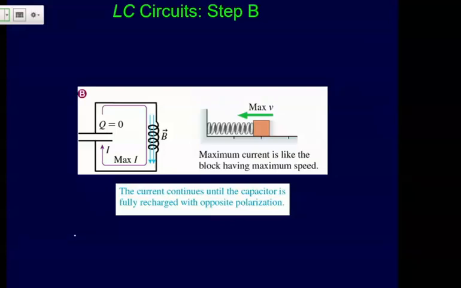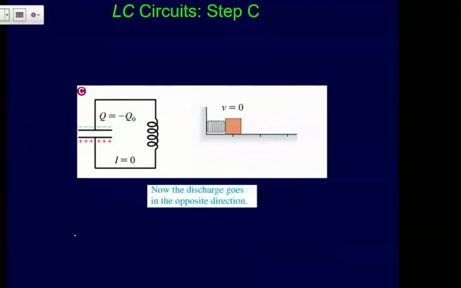And so here, the current has gone through. All the positives have canceled out these negatives, and so the capacitor is neutral. But again, you've got this current in the inductor, and the inductor cannot just stop. So the current continues on to the point where you then flip the signage of the capacitor, and that's sort of like this block comes over here and stops.